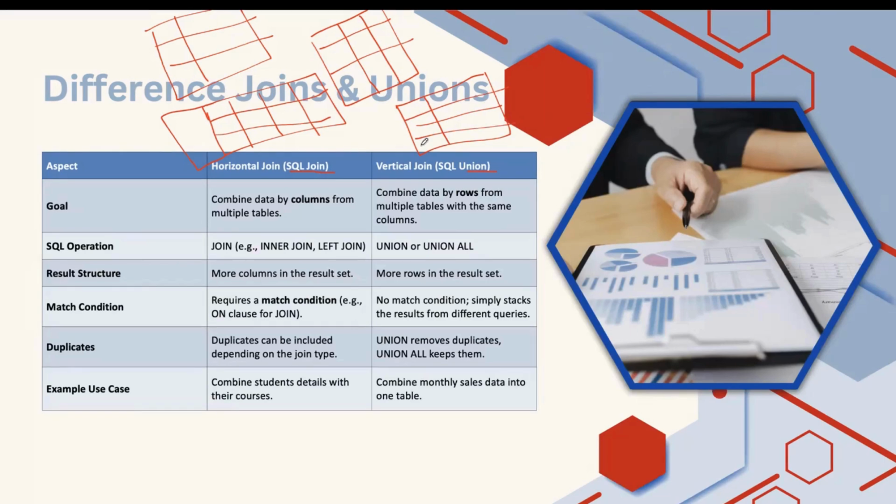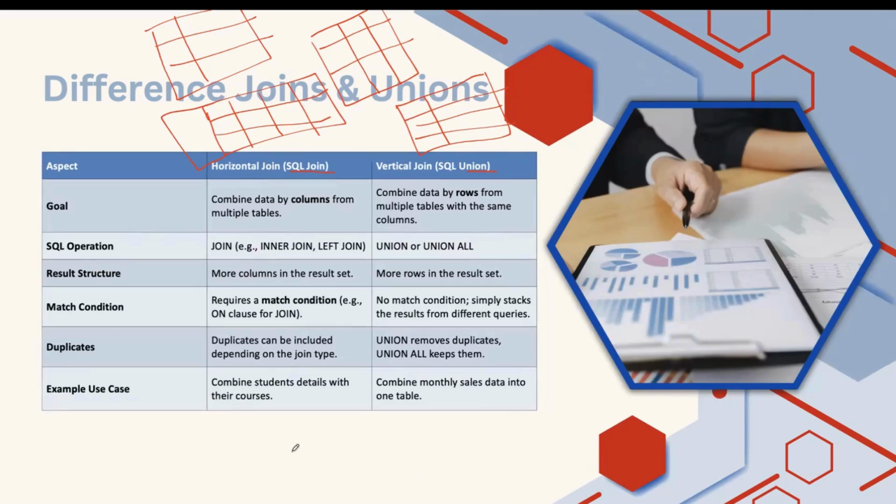Okay. So that way, in the union you are combining the rows, and in the join, we are combining the columns. So you can say the horizontal join is the SQL join, and the vertical join means the union. Then in joins, there is always a match condition. But here in the union, we don't need any match conditions. Sometimes duplicates can be included in a join, but in the union they remove the duplicates, while union all keeps the duplicates.